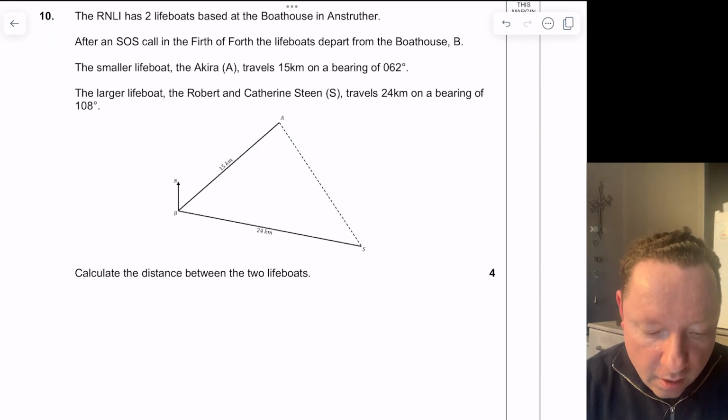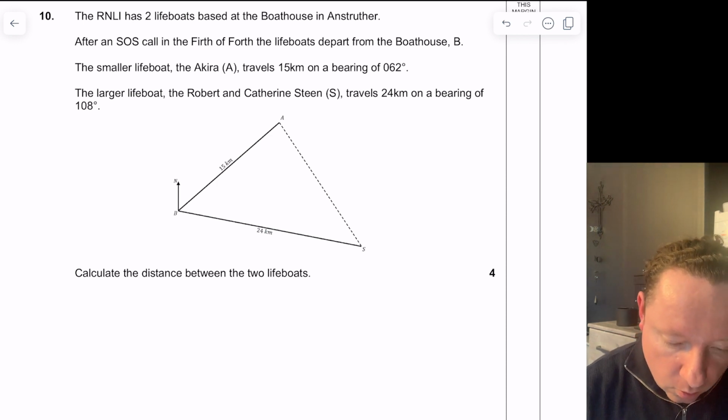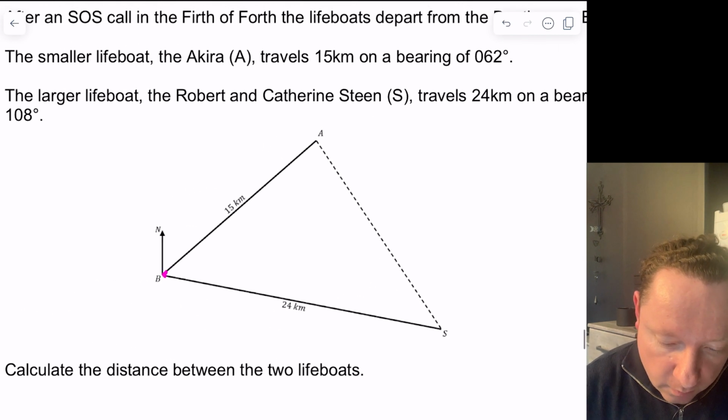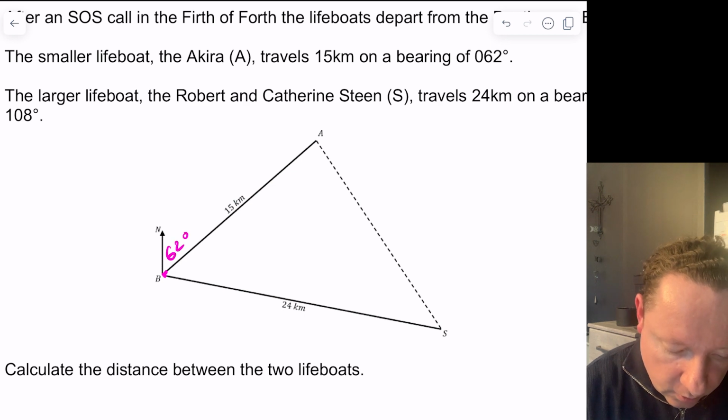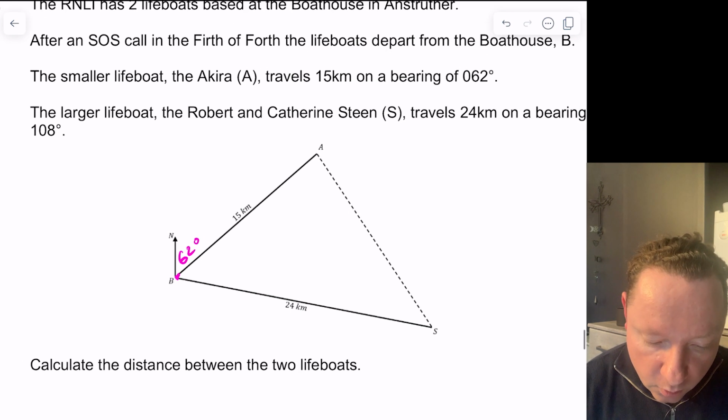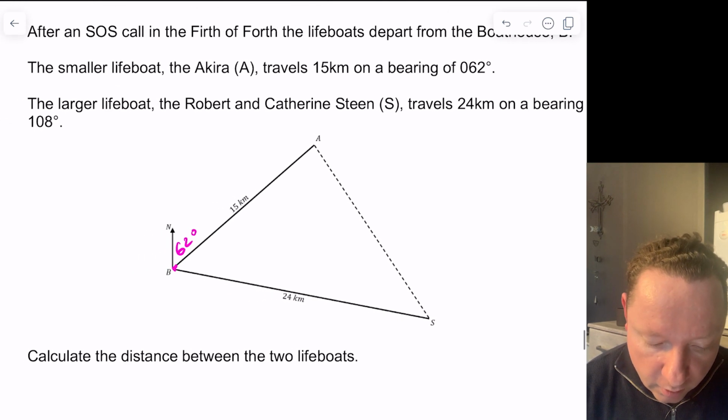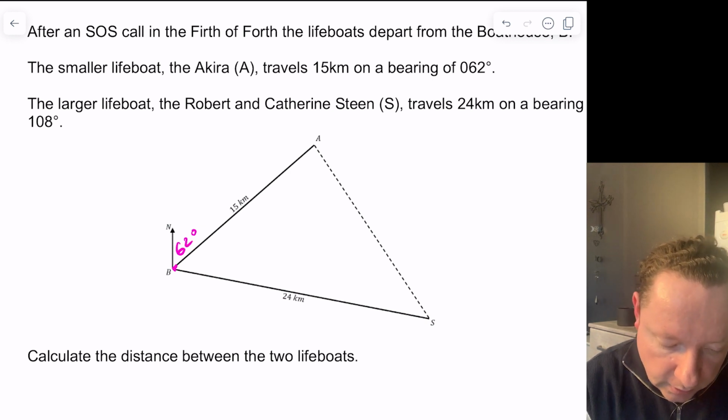And we're done there. The RNLI has two lifeboats based in Anstruther. After an SOS call, the lifeboats depart from Boathouse B. The smaller lifeboat travels 15 kilometres on a bearing of 62 degrees. So we're based at the boathouse, which is here, and I can put 62 degrees there because it's measured from north. The larger lifeboat travels 24 kilometres on a bearing of 108, so it's still travelling from the same place, it's 108 round to here. So I can do 108 minus 62.